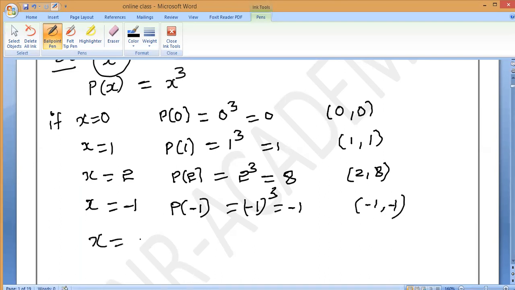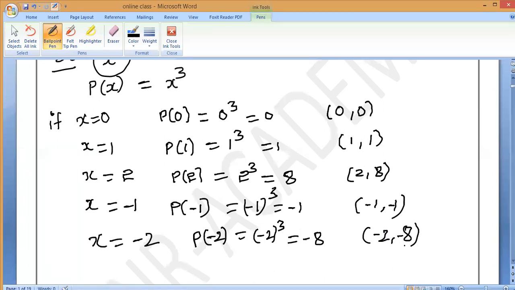If x equal to minus 2, what is the value? Minus 8. The point is minus 2 comma minus 8. Now plot the graph.